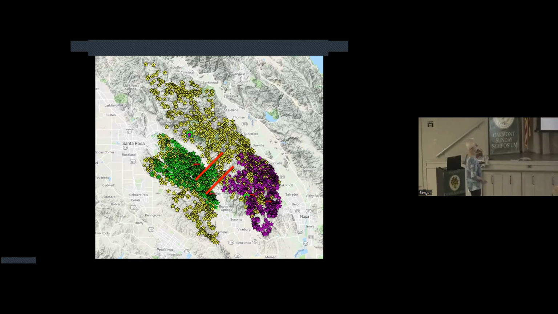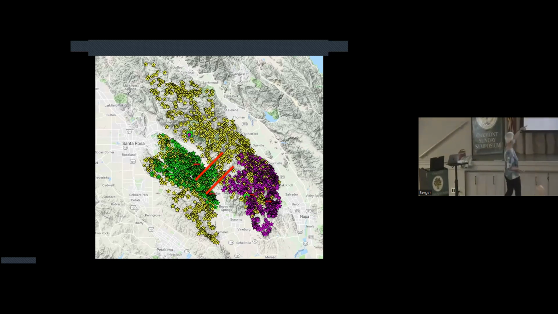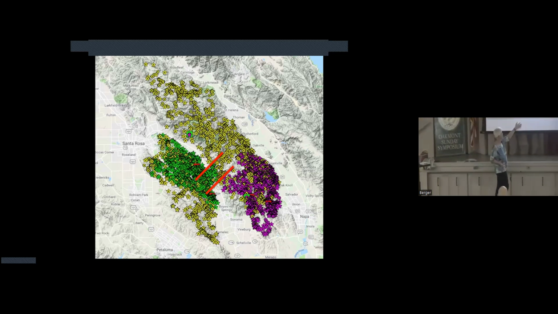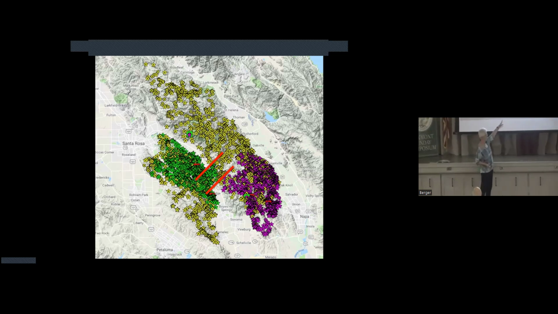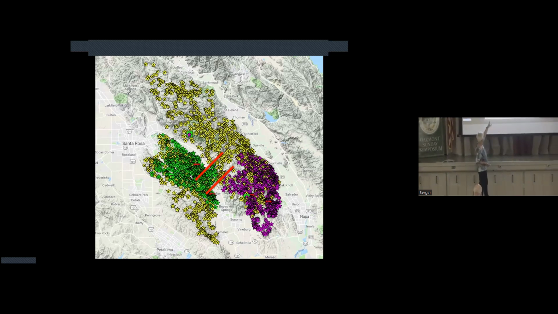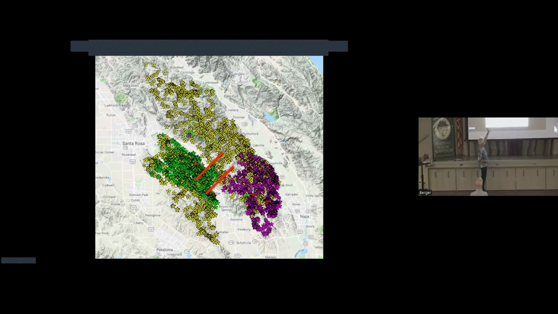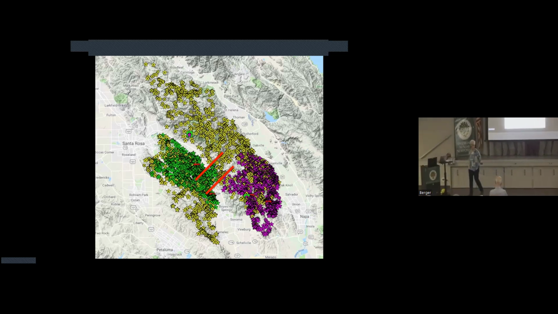Okay, the yellow is the male. The purple is what we call the Napa female, the Napa cat. The green is another female. And the two red lines there are corridors. And I'm sure you've heard a lot about wildlife corridors.